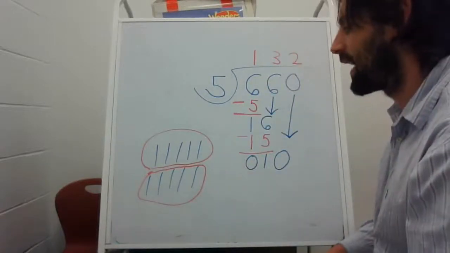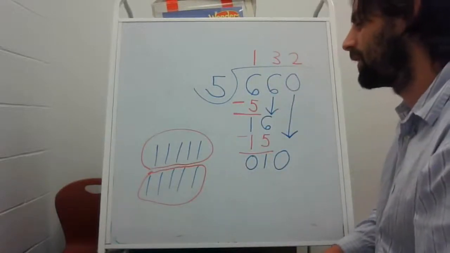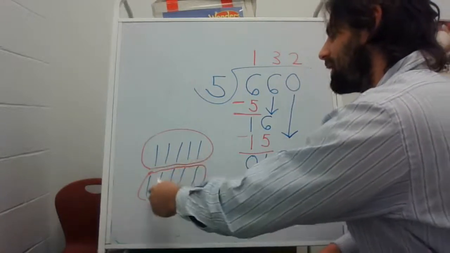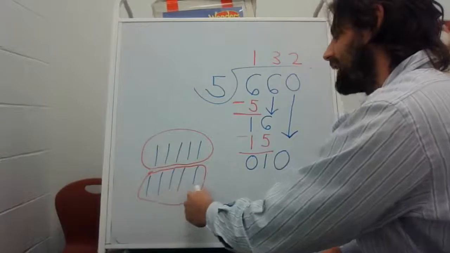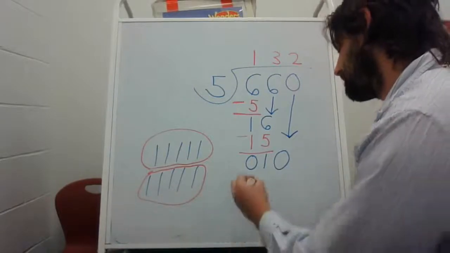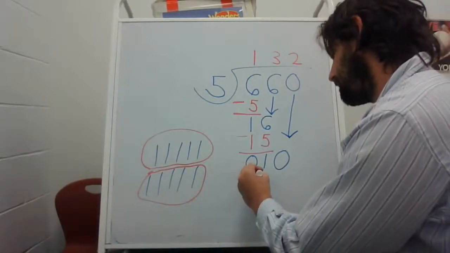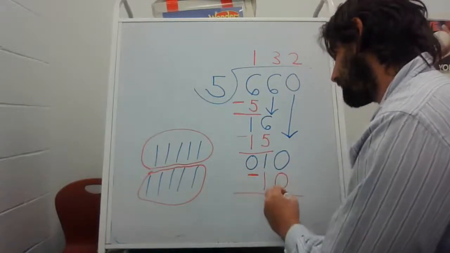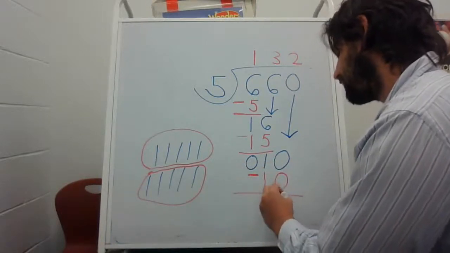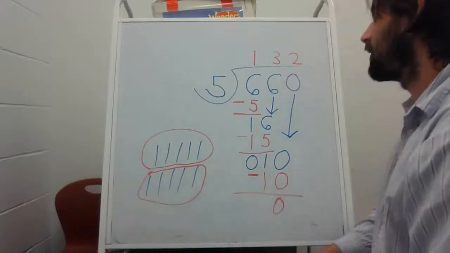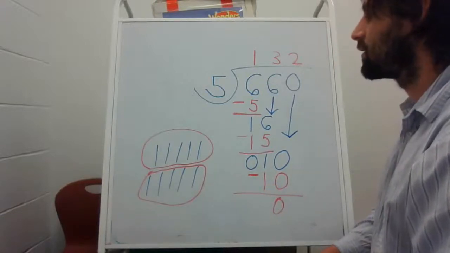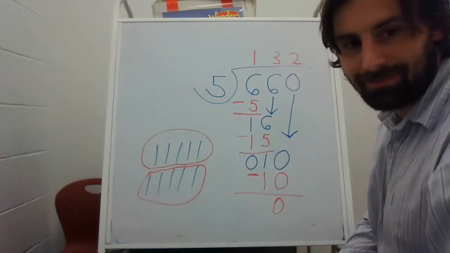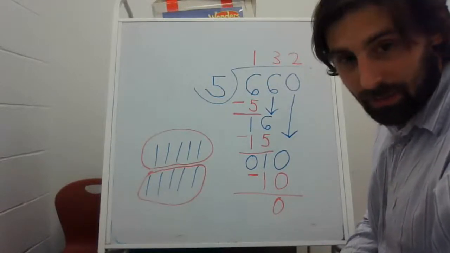Now, how many total tallies do I have within the circles? 1, 2, 3, 4, 5, 6, 7, 8, 9, 10. So 10 minus 10 equals 0, so there is no remainder. 660 divided by 5 equals 132. All right, so we have our answers.